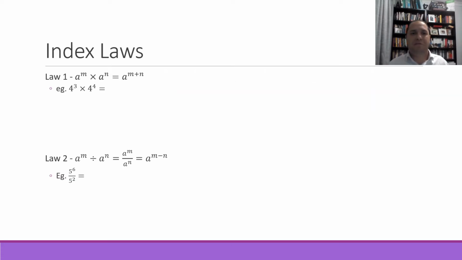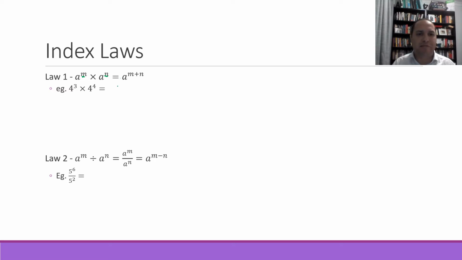Right, so let's just go through them. We've got 6 index laws we're going to look at today, and they're all ones that you need to know off by heart. Our first one: a to the m times a to the n means we have a to the m plus n. So really we are adding those powers. The reason for that we'll show in this example.